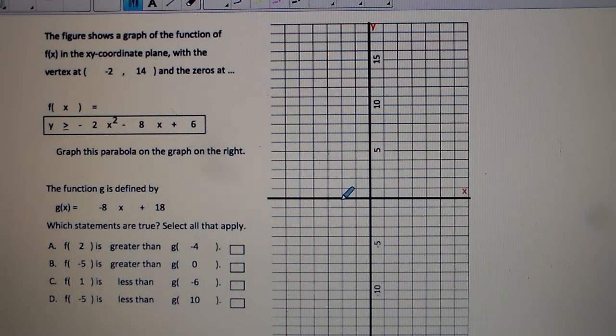So -2, 14, so 10, 11, 12, 13, 14. So right there is our vertex, that blue dot. Now, that blue dot's at -2, so let's plug in -1 to see where the output is, where we've got to put in our dot. So when we put -1 in, -1 squared is 1. 1 times -2 is -2. -1 times -8 is 8, so -2 plus 8 gets you 6. And 6 plus 6 gets us 12.